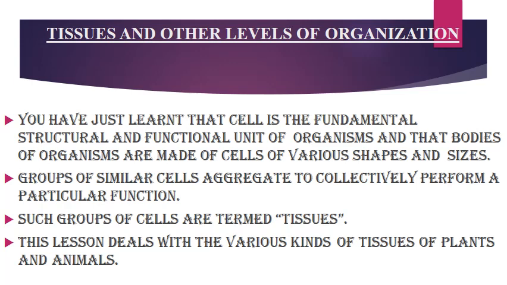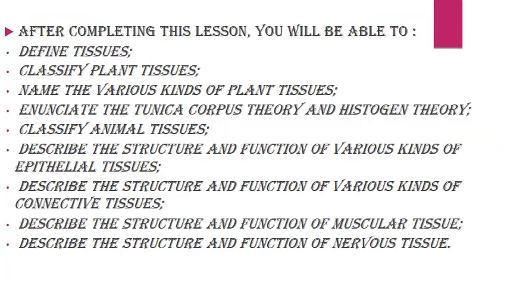Hello everyone. Right now I am going to start chapter 5 of level 2, tissues and other levels of organization. You have just learnt that the cell is the fundamental structural and functional unit of life, and that bodies of organisms are made up of cells of various shapes and sizes. A group of similar cells aggregate to collectively perform a particular function. Such a group of cells is called a tissue. This lesson deals with the various kinds of tissues of plants and animals.